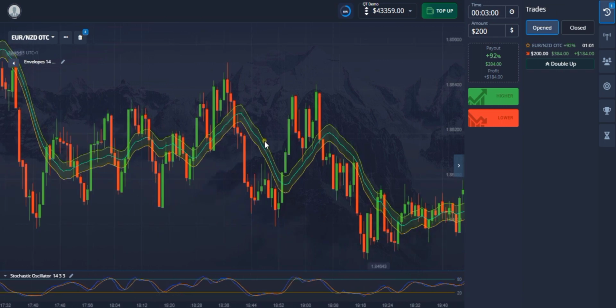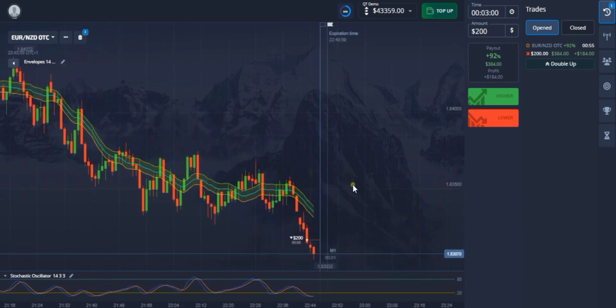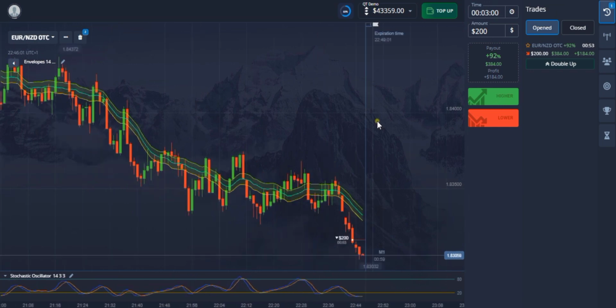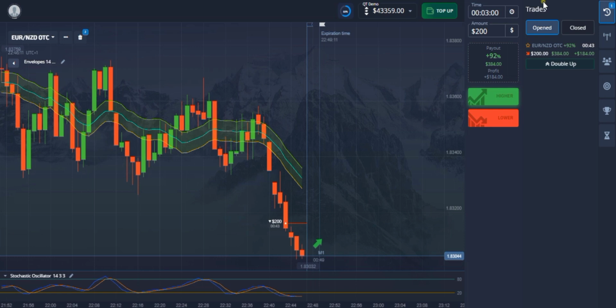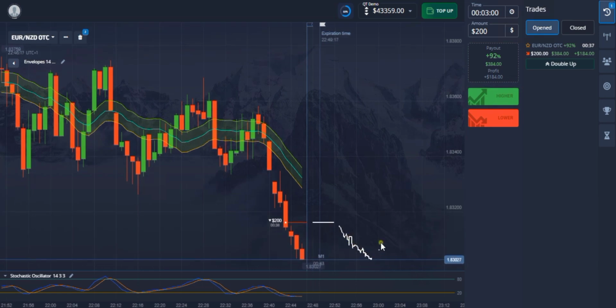So let me check back to our running trade and see what we have. So the trade is still currently running. And as I told you, we have price dropping below the envelope indicator. You can see how it's running to the downside very fast. We opened the trade from this particular point, and you can see how it's gently pushing to the downside. This is how this strategy works.